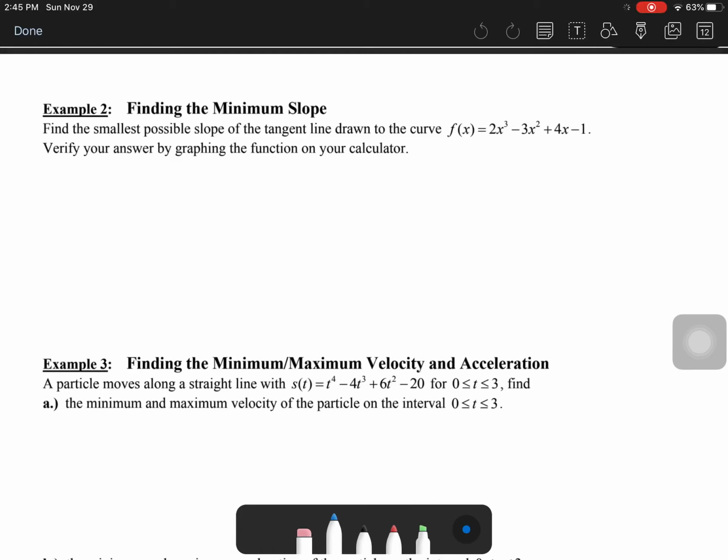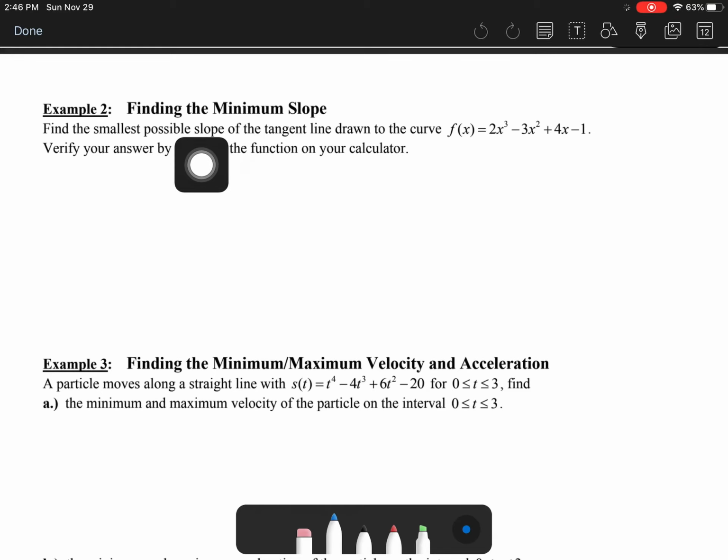Hey class, we're going to finish up with our notes for 3.1, and we left off on example 2, which is asking us to find a minimum slope. Since we're studying extrema, we're finding a minimum of something, right? The original function is given here as this cubic function, and it says find the smallest possible slope of a tangent line drawn to this curve. So what we're finding is the minimum of a slope.